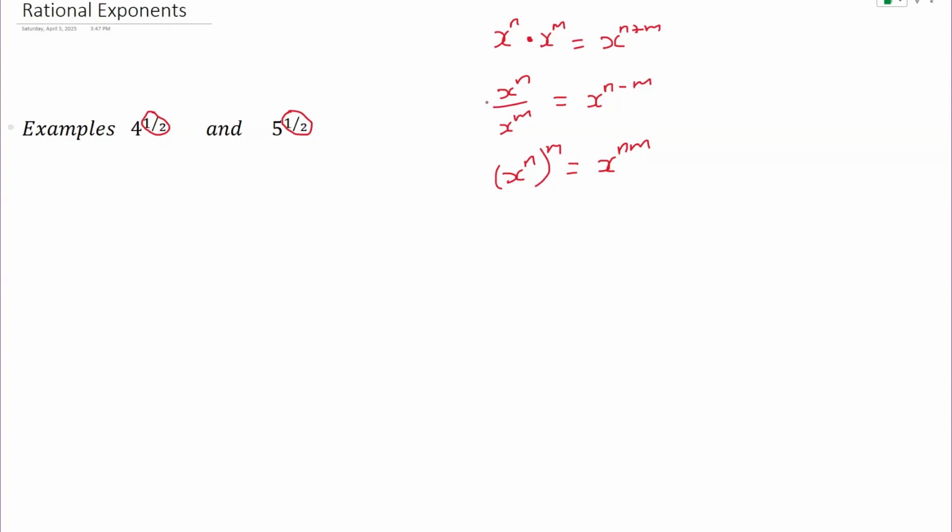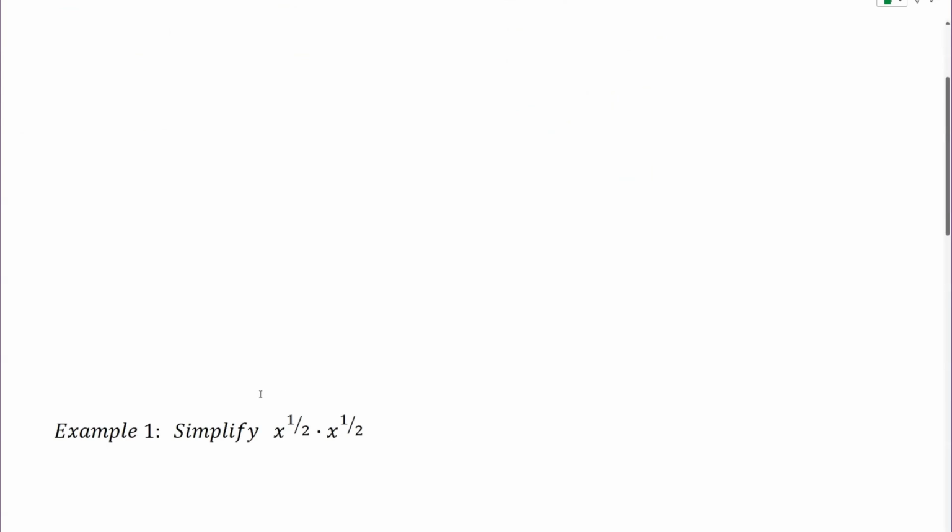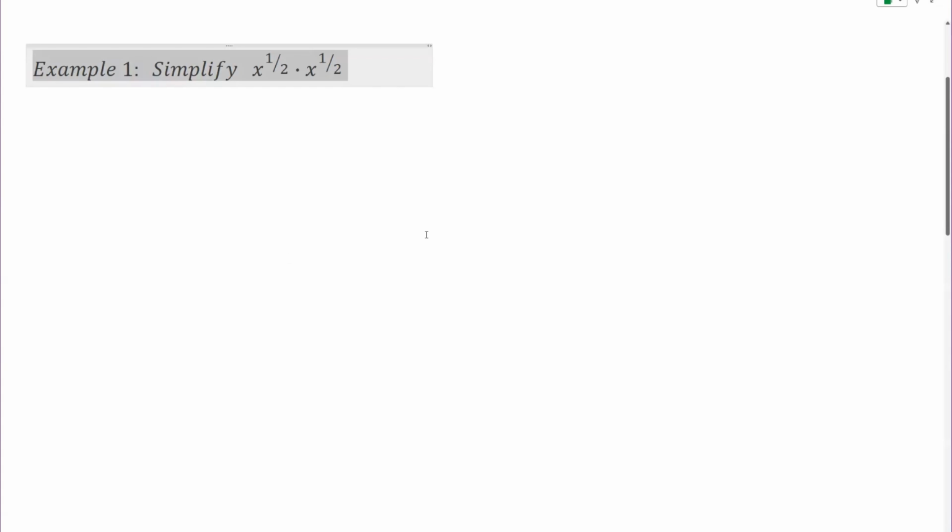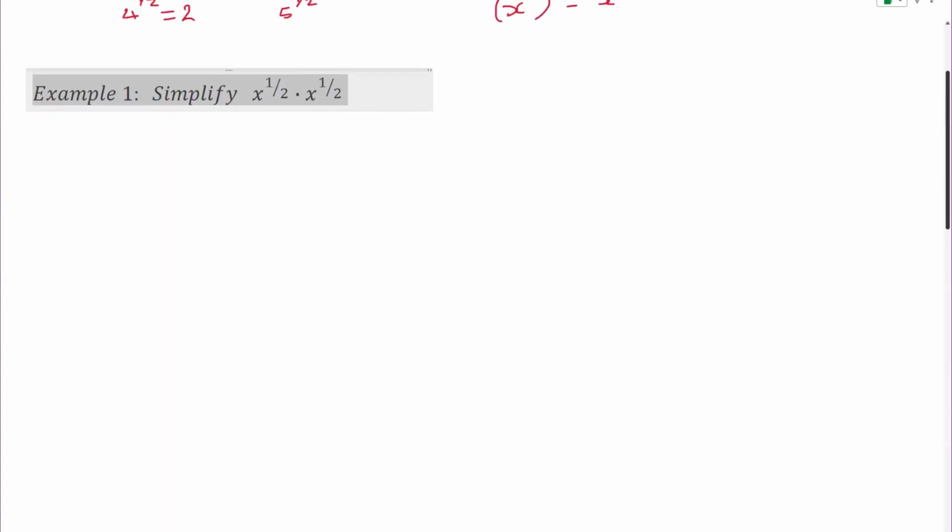So for these rational exponents, well, the 4 to the 1/2 can be reduced. You will learn later that it reduces down to 2. But the 5 to the 1/2, you cannot reduce that any further, right? So 5 to the 1/2 just stays 5 to the 1/2. But for us, we're going to practice simplifying some rational exponents. So for example, suppose we want to simplify x to the 1/2 times x to the 1/2.